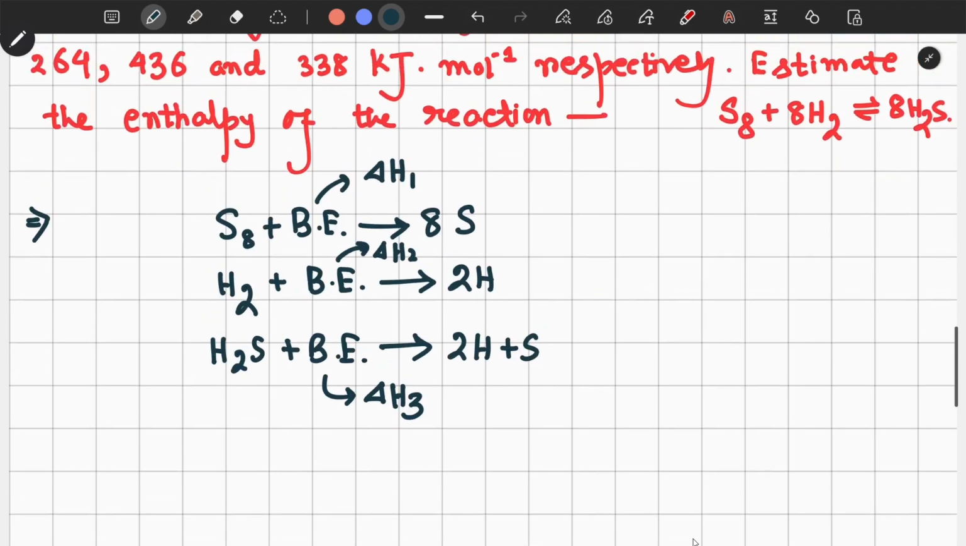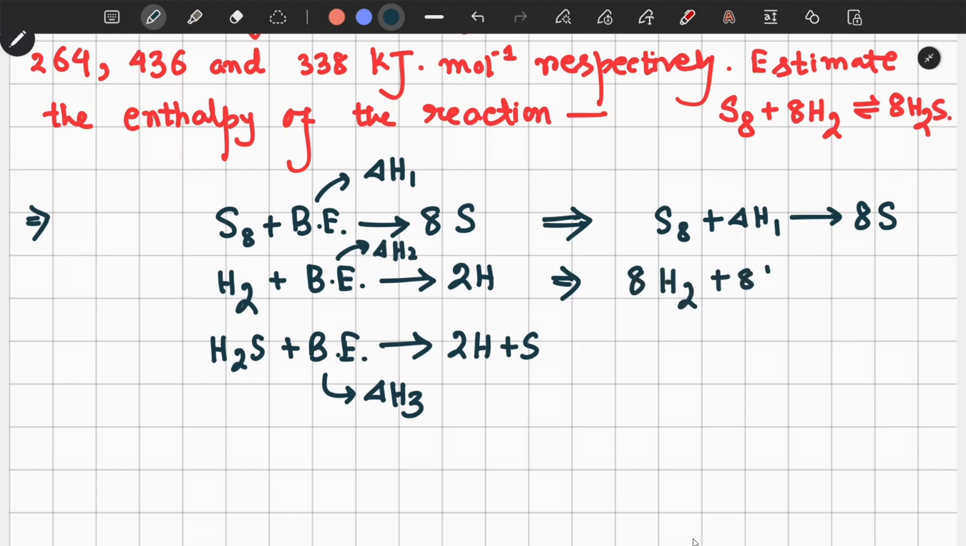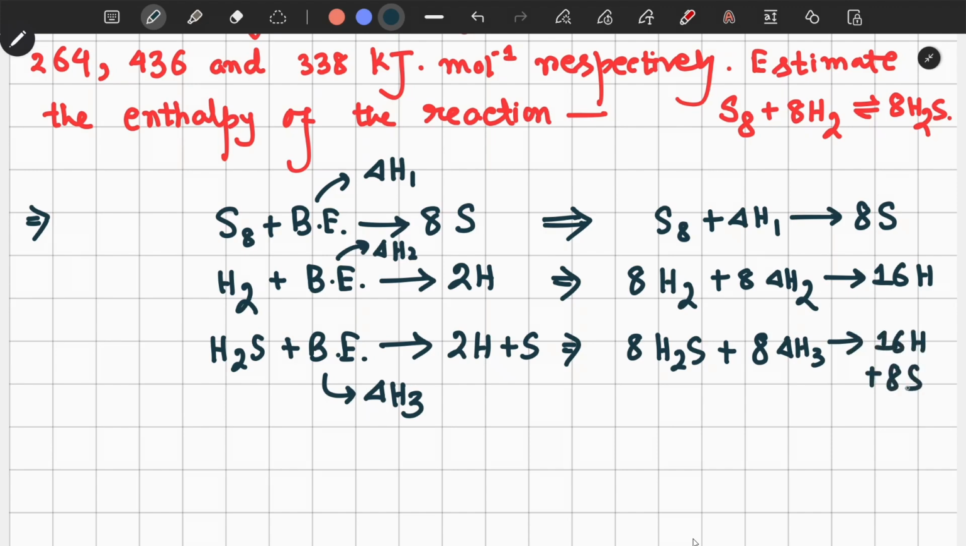Okay, now just keep this equation as it is. S8 plus delta H1 gives us 8S. Multiply this equation with 8, then it will be 8H2 plus 8 times delta H2, which will give us 16H. And multiply this equation again by 8. So 8H2S plus 8 times delta H3 will give you 16H plus 8S.